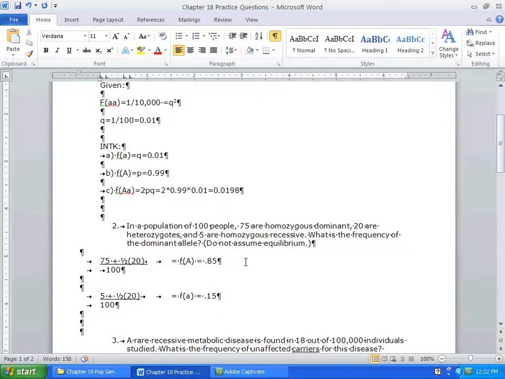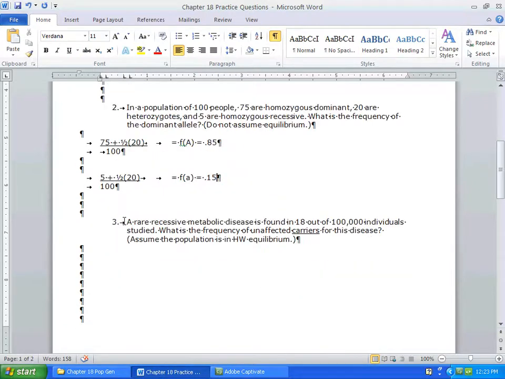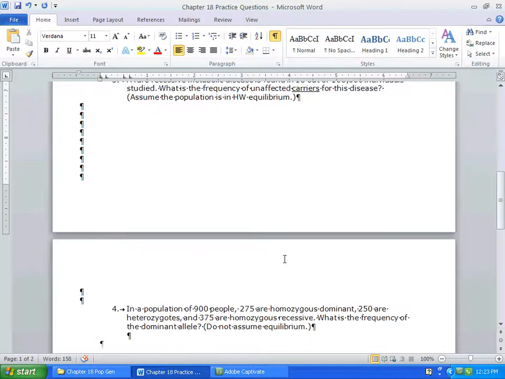So when you do not assume equilibrium, then you do this type of calculation. You see how this does not involve a Hardy-Weinberg law. So this works for any kind of population. So those are the 2 fundamental types of problems. I have listed here for you another version of a Hardy-Weinberg equilibrium problem and another version of a non-equilibrium problem.